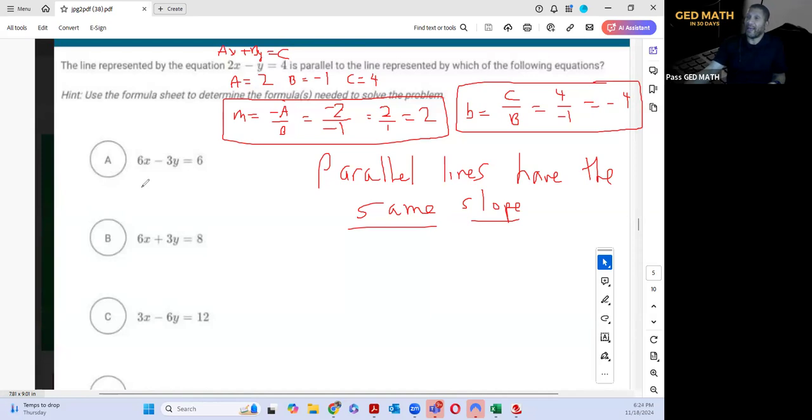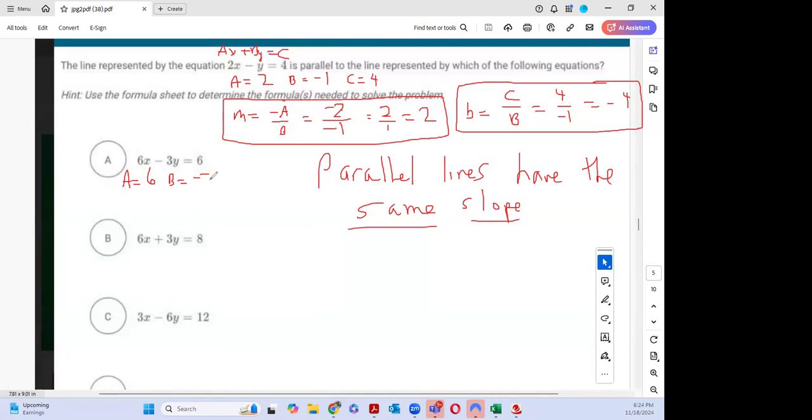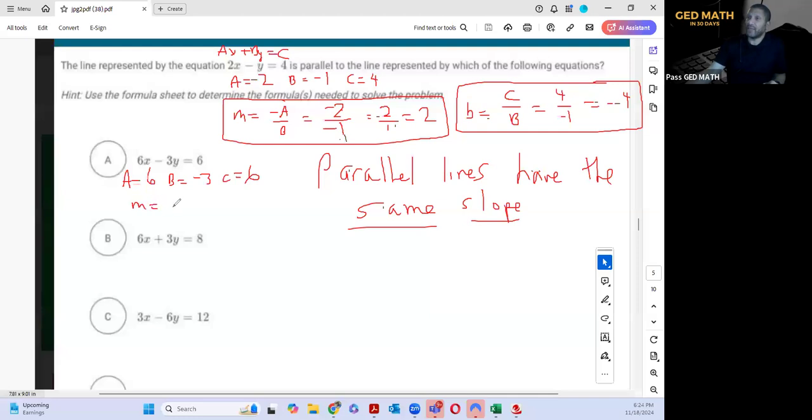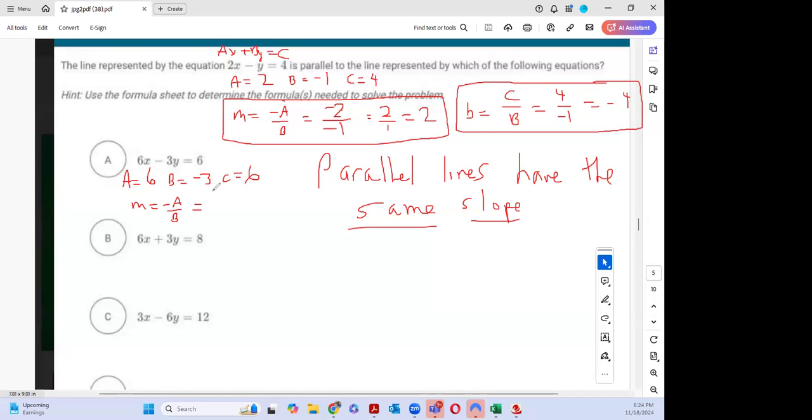So in multiple choice A, this is standard form. My A is what? 6. My B is what? -3. My C is what? 6. To find the slope of this, I'm going to do negative A over B. So if A is 6, negative A is what? -6. B is what? -3. Two negatives make a what? Positive. 6 over 3 reduces to what whole number? 2.